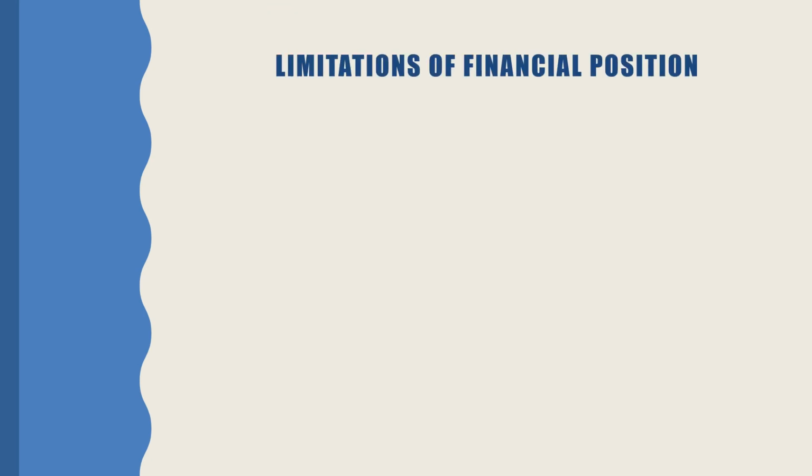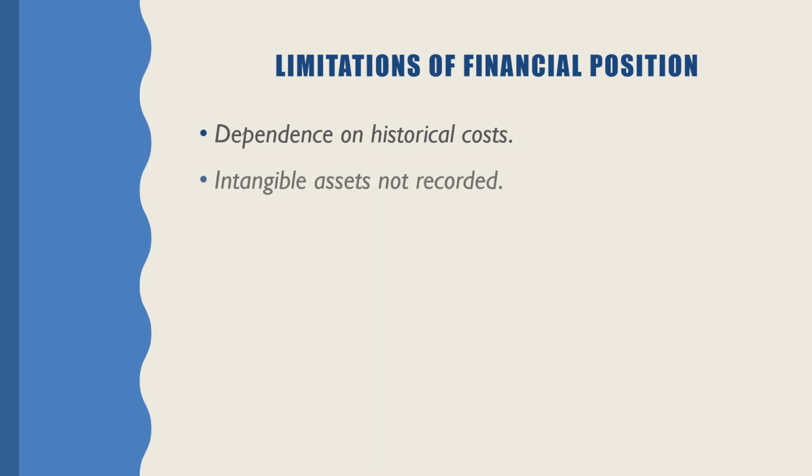Limitations of financial position. Dependence on historical costs. Transactions are initially recorded at their cost. The values of assets and liabilities may change over time. Thus, the balance sheet could be misleading if a large part of the amount presented is based on historical costs. Intangible assets are not recorded. Many intangible assets are not recorded as assets. Instead, any expenditures made to create an intangible asset are immediately charged to expense.